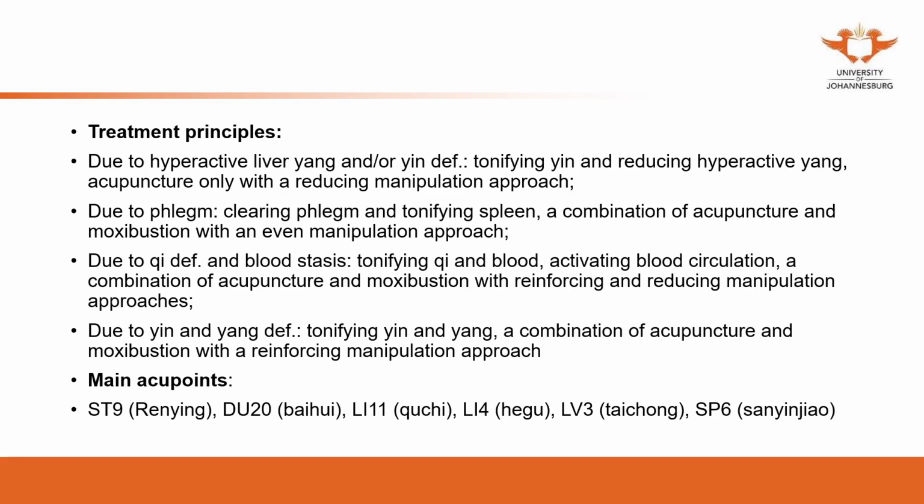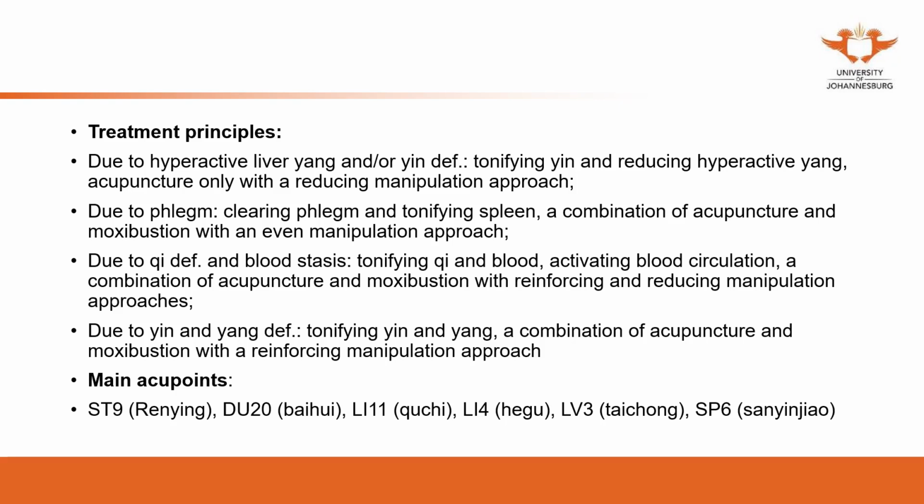Due to phlegm, we need to tonify the spleen because that's where the phlegm comes from. In the meantime, we need to clear the phlegm. So this treatment is the combination of treating the root cause and the manifestations. We can use the combination of acupuncture and moxibustion. For qi deficiency and blood stasis, tonify qi and activate blood, using a combination of acupuncture and moxibustion with reinforcing and reducing. So we use both techniques depending on specific points.